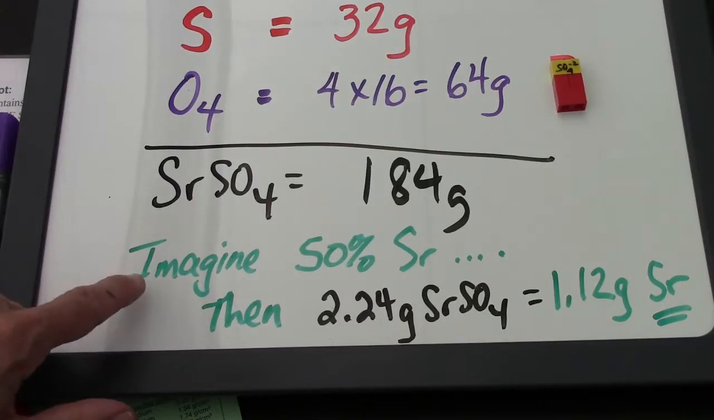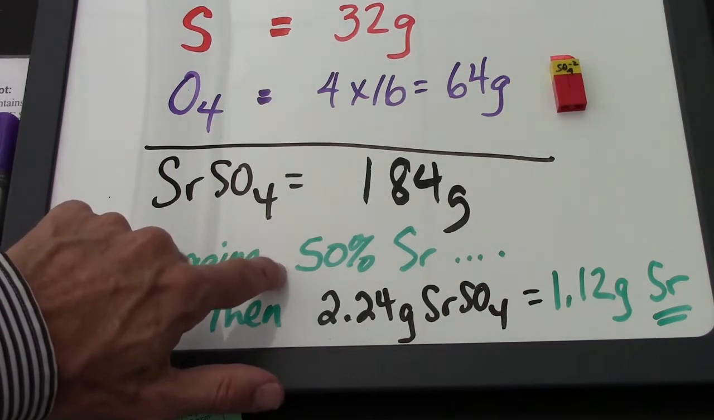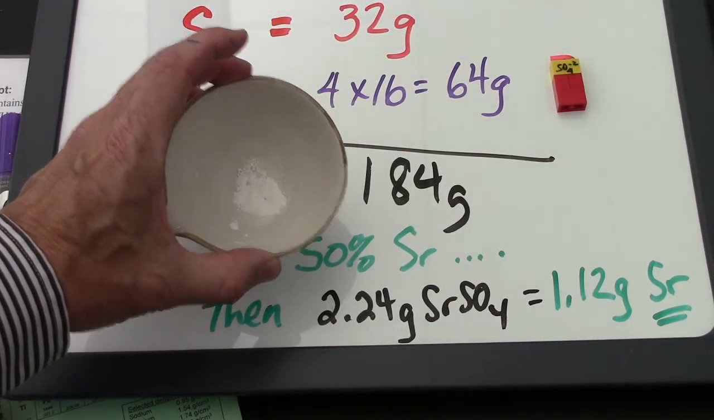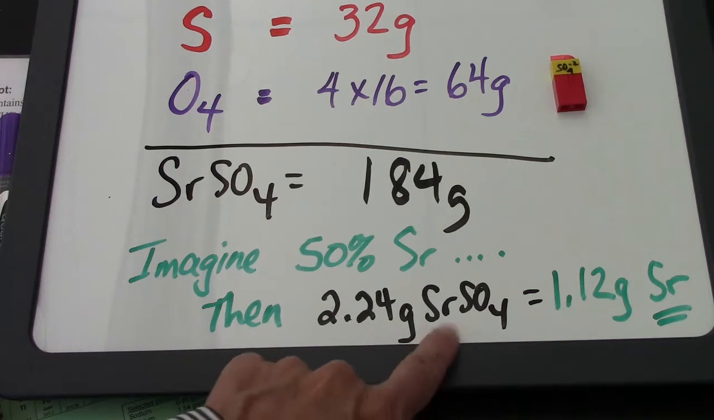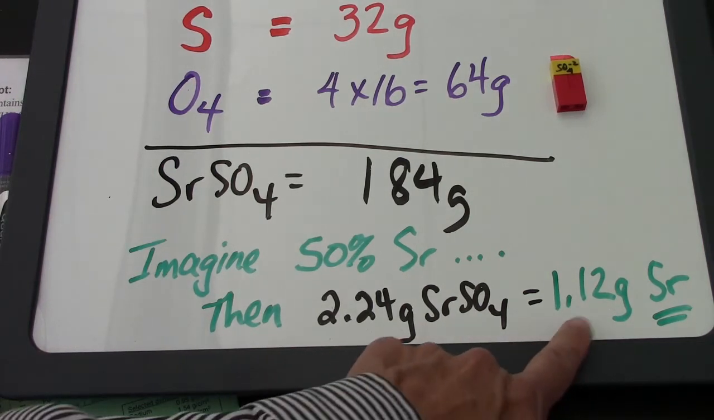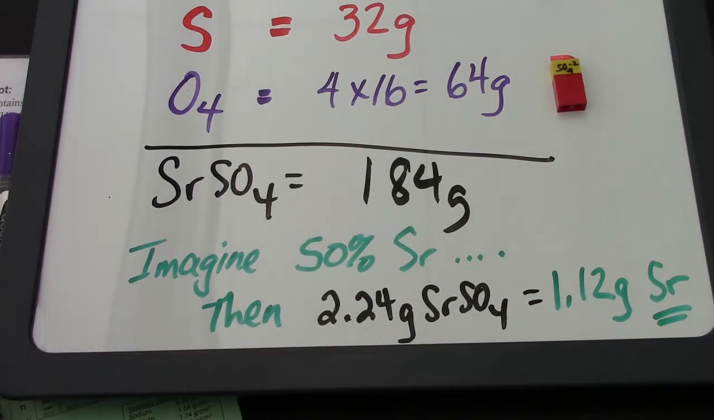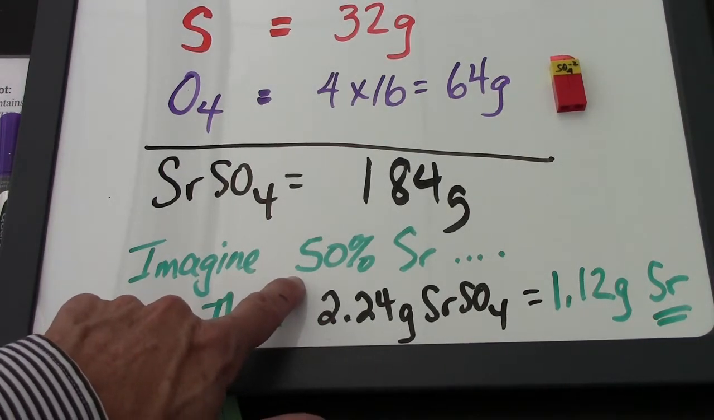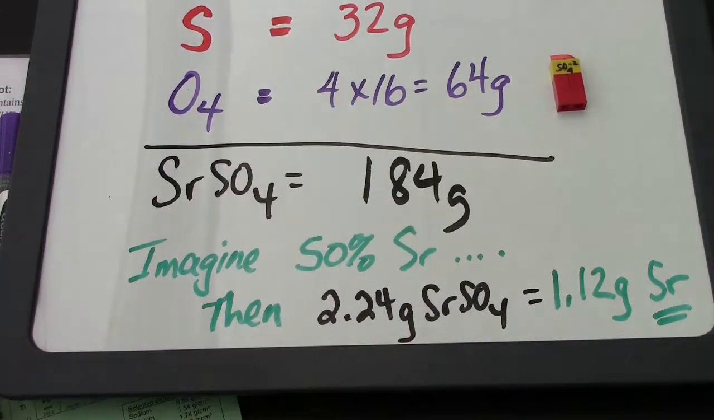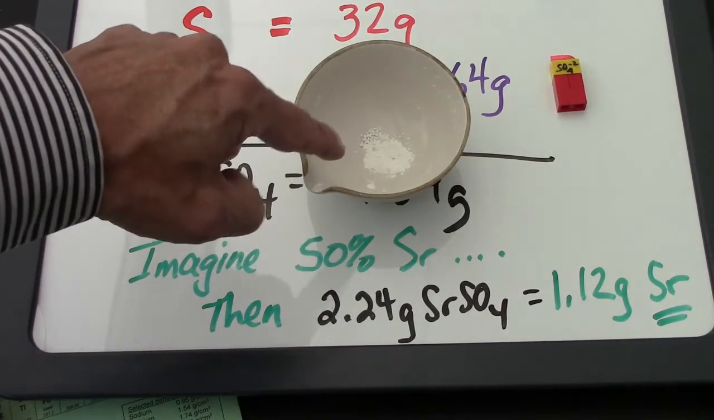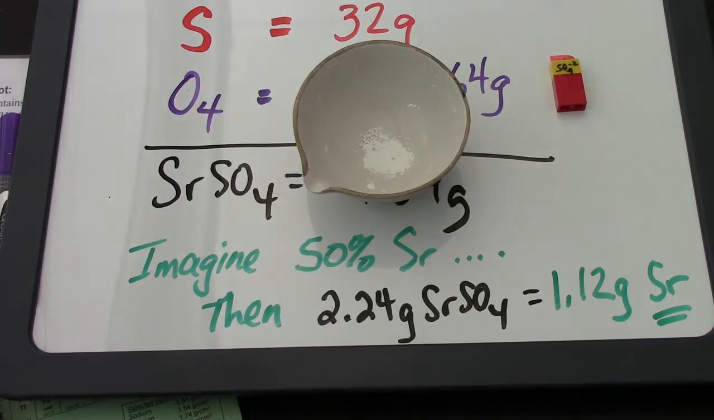So here's a hypothetical. Imagine if it was precisely 50% strontium, then if I weighed in my bowl 2.24 grams of strontium sulfate, I would know I have 1.12 grams of strontium, the element, in that sample. So clearly your numbers will not be 50% precisely, but conceptually this is how you could count how much actual strontium is in that bowl of strontium sulfate.